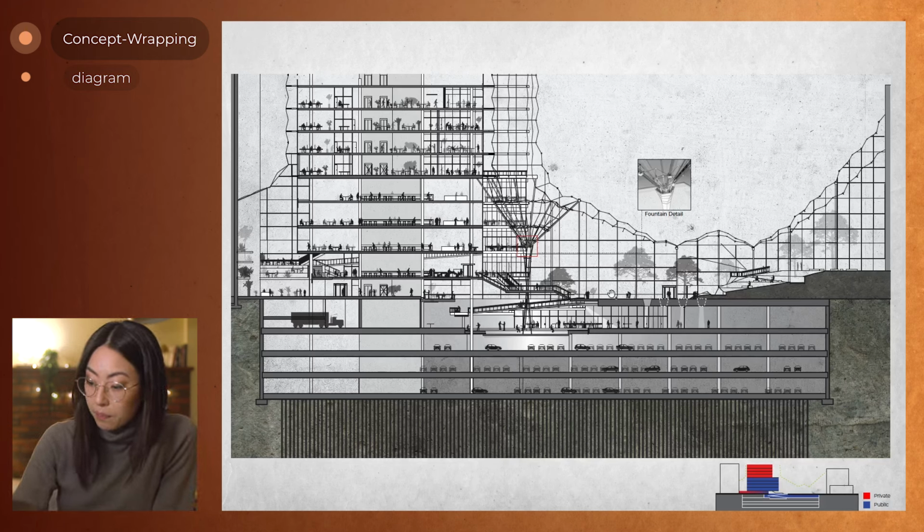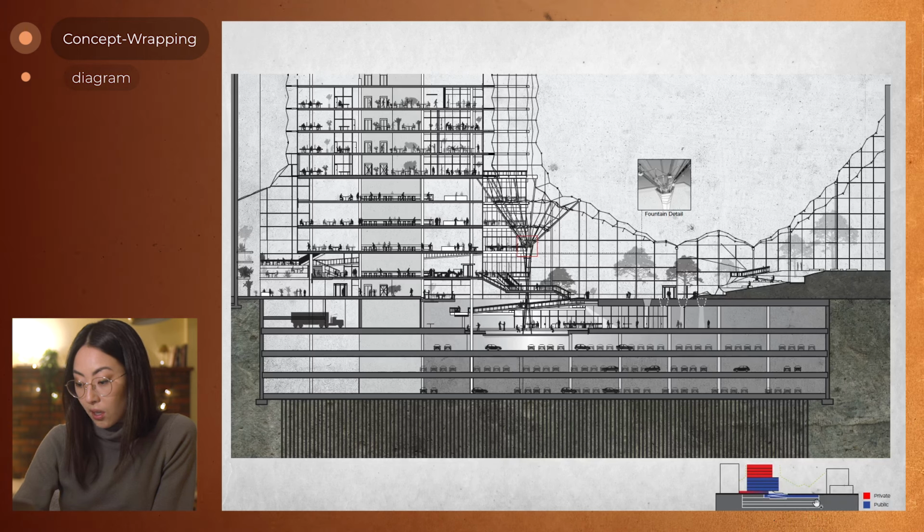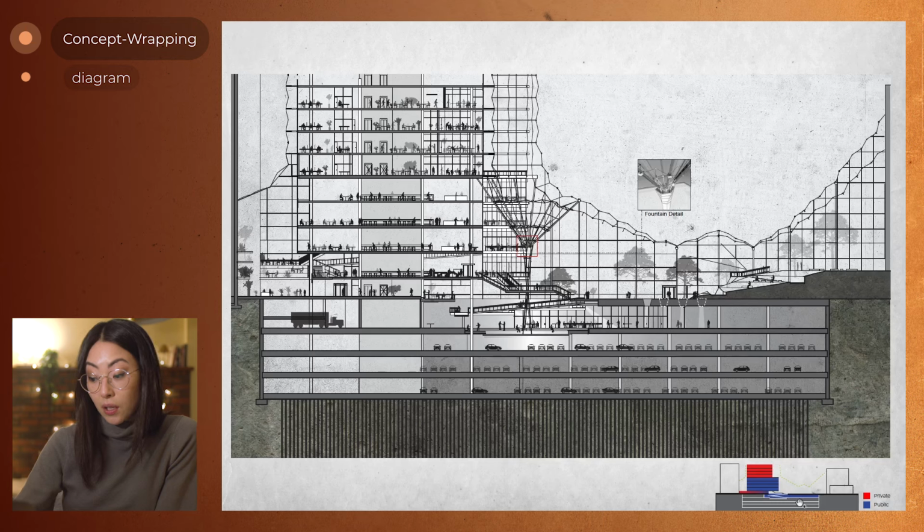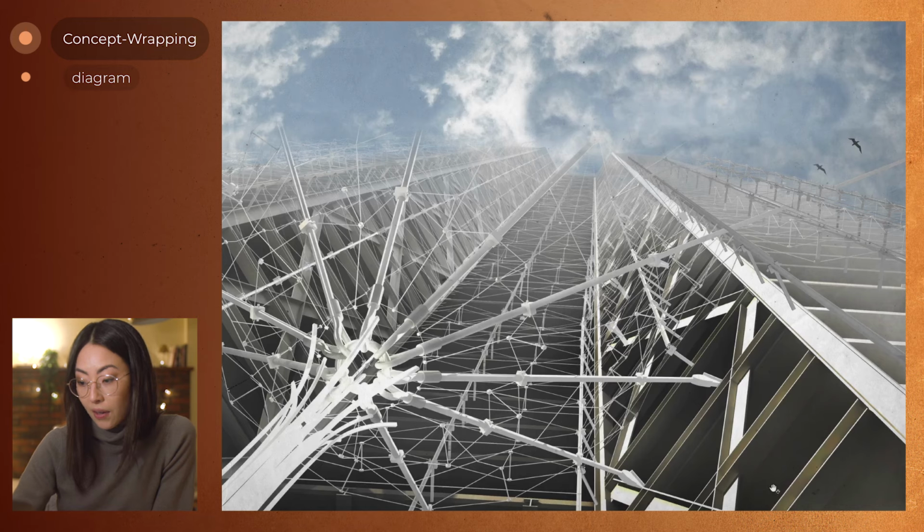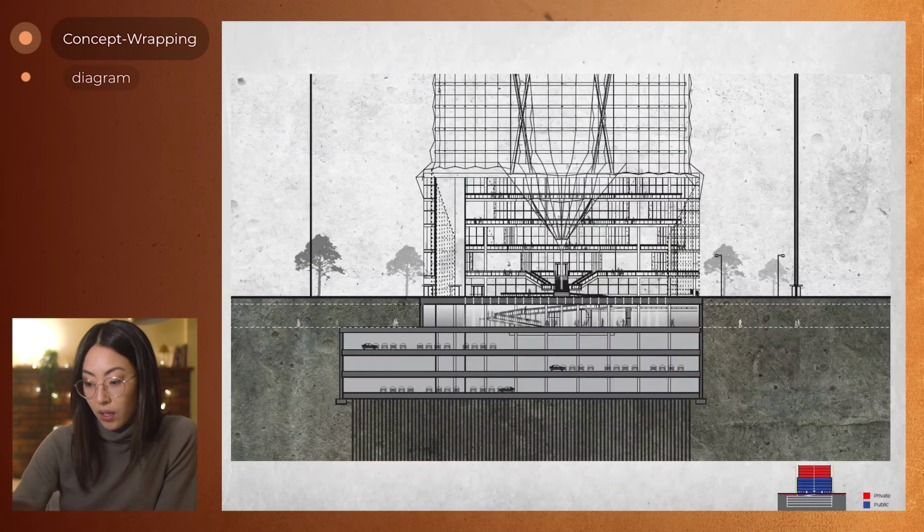And so right below the section, I will have a diagram. This is a public-private diagram showing the red section as the private and all of the blue section as the public. This is directly connected to my concept of symbiosis, which means a mutually beneficial relationship. And then on the next page, I'll have a rendering showing this fountain detail.